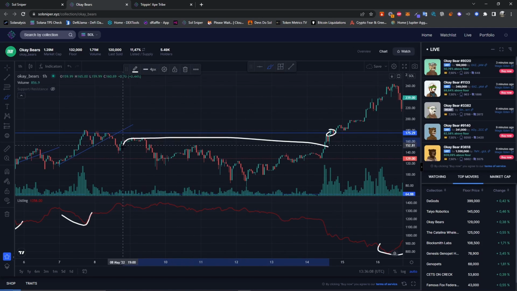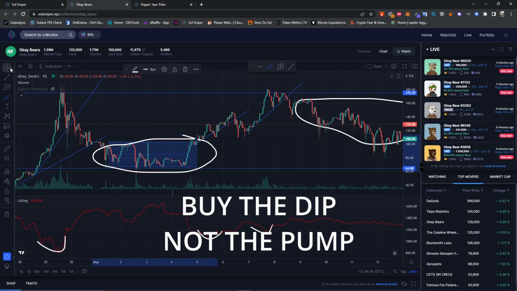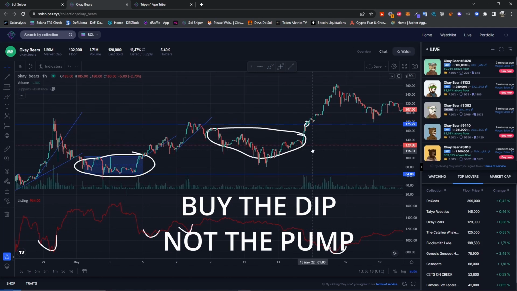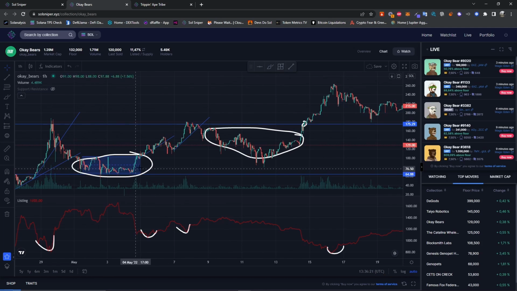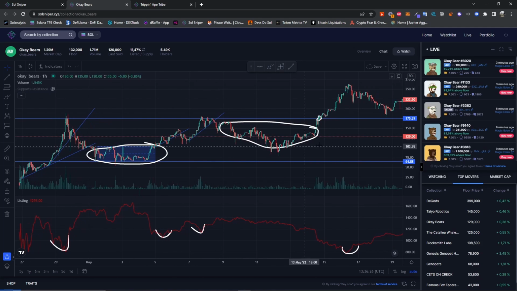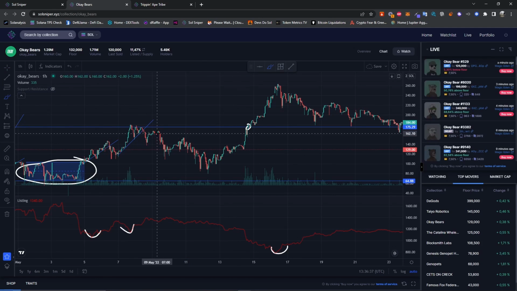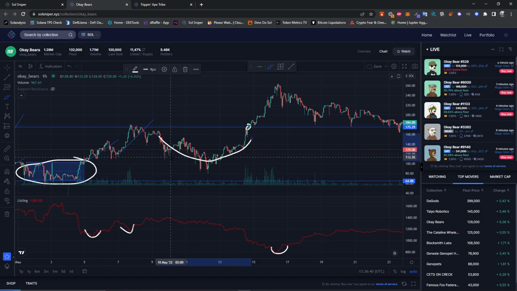So here was another good time to buy OK Bears, and also here was a good time to buy OK Bears, I would say. Yeah, so after an accumulation, we moved upwards, which is a good thing. This is not perfectly sideways, right? It's not perfect, but it's more like a U shape, maybe, however you want to see it. But it was a correction and there was a buy opportunity.